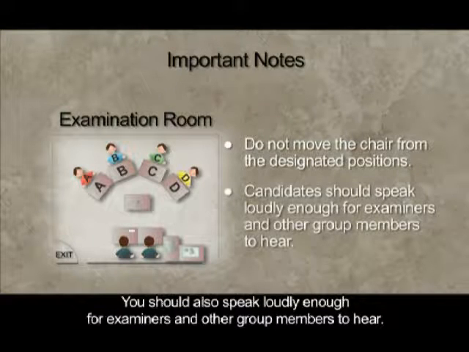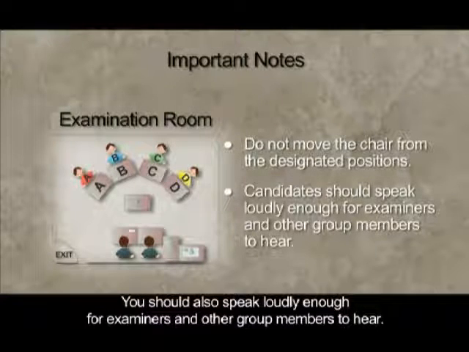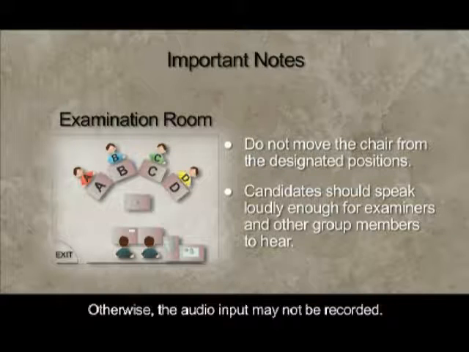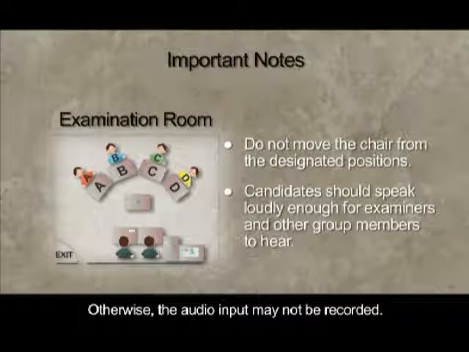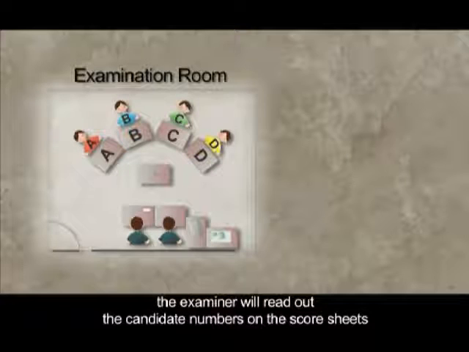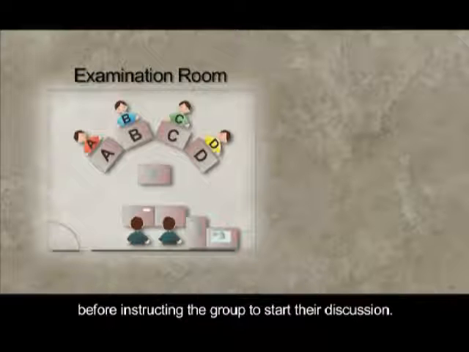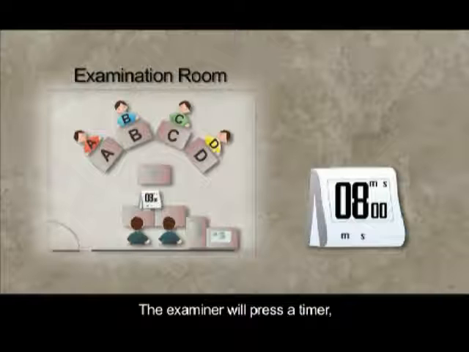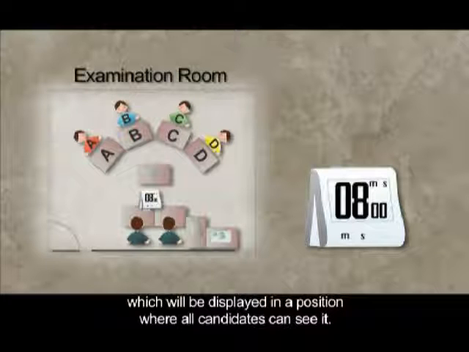You should also speak loudly enough for examiners and other group members to hear. Otherwise, the audio input may not be recorded. After candidates are seated, the examiner will read out the candidate numbers on the score sheets before instructing the group to start their discussion. The examiner will press a timer, which will be displayed in a position where all candidates can see it.